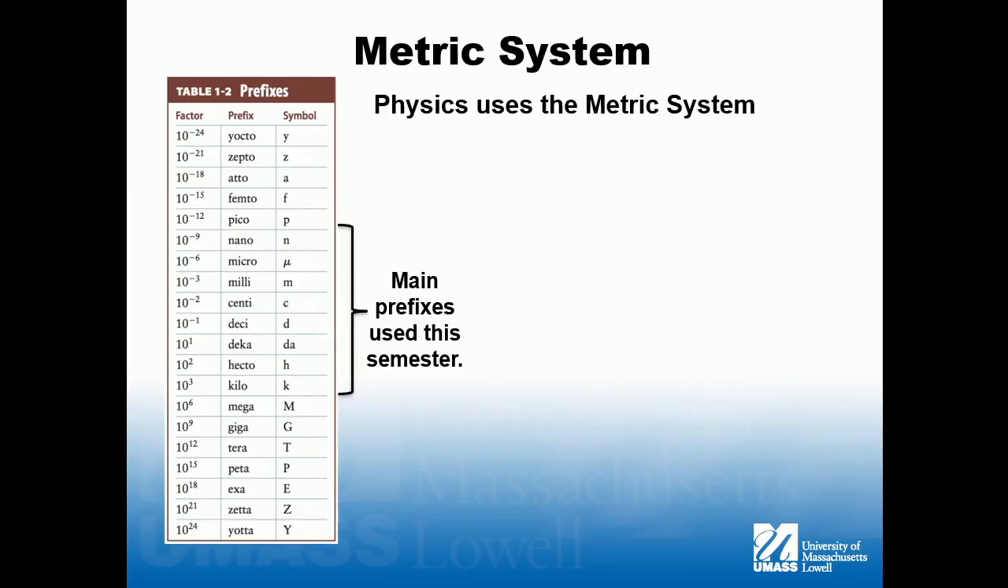Micro is a very common prefix. How much is a micro? It's 10 to the minus 6. It's a common prefix because 1 micron is approximately the size of a cell.